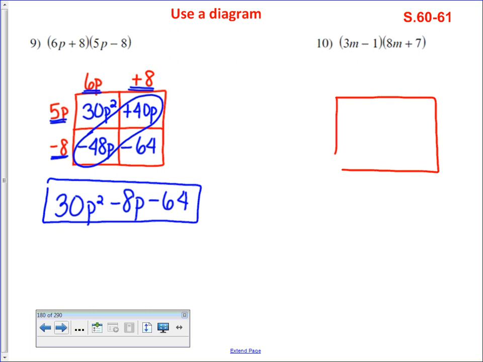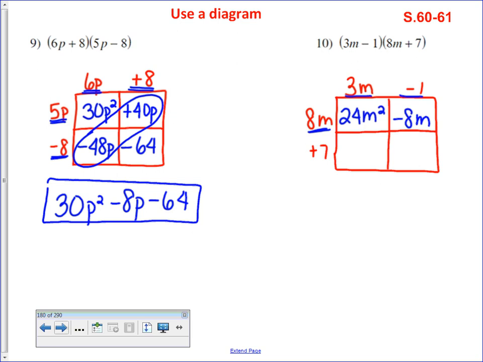So again, I'm using a diagram. That's what the directions ask me to do. My first binomial is 3m minus 1. My next binomial is 8m plus 7. So I'm able to draw myself that 4 by 4 box. Now let us start to multiply. 8m times 3m is 24m squared. 8m times negative 1 is negative 8m. Positive 7 times 3m is positive 21m. And a positive 7 times a negative 1 is negative 7.